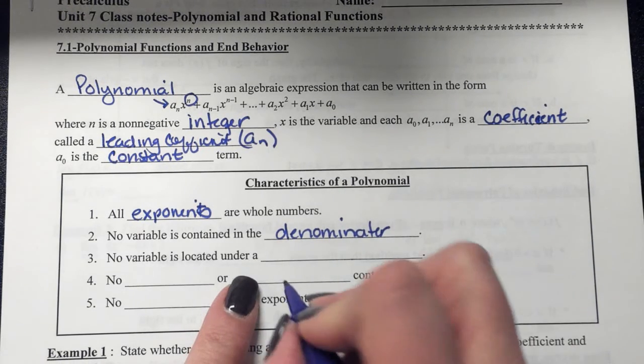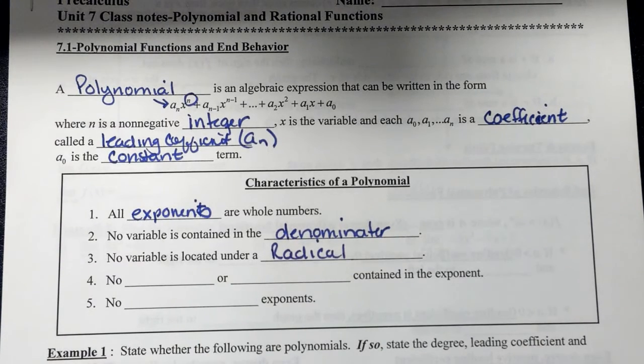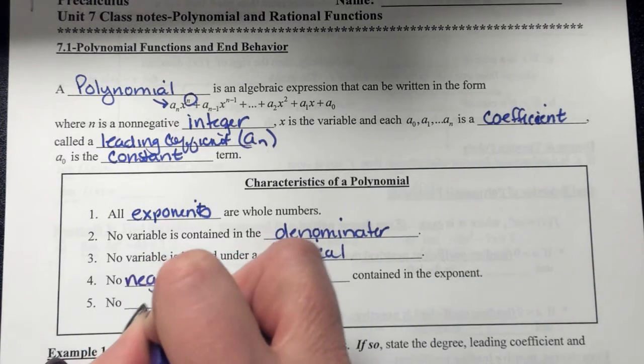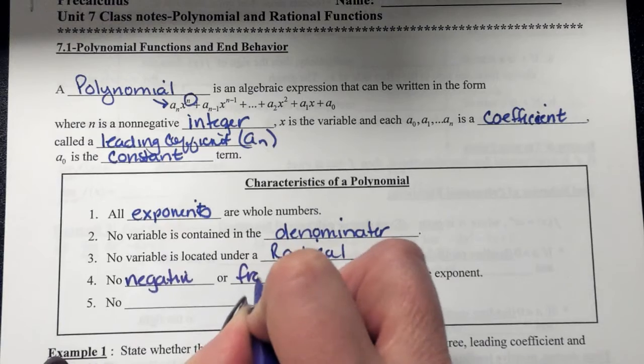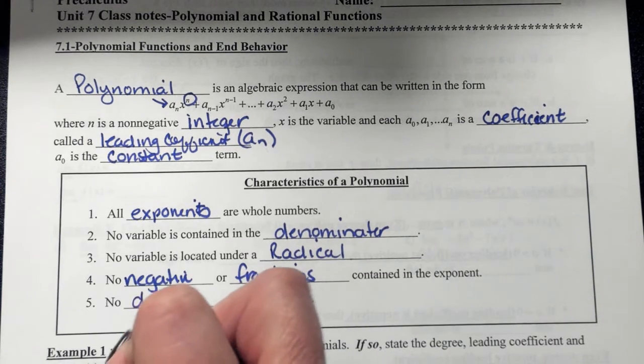No variable is located under a radical. So you cannot have a variable underneath of a radical. It is okay to have a number, the coefficient, under a radical, just not the variable. There can be no negatives or fractions contained in the exponent. And there can be no decimal exponents either.